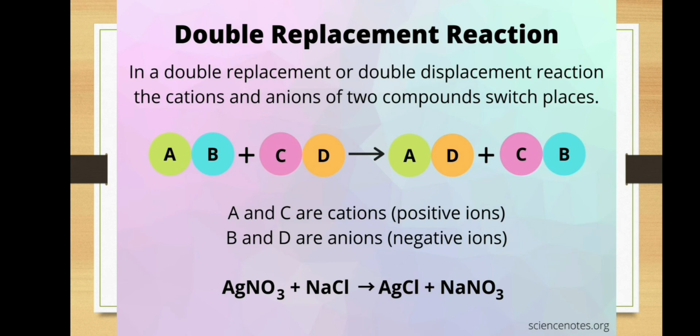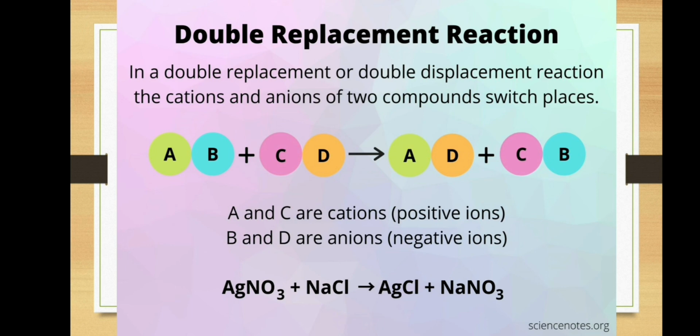Okay, double displacement reaction is when the cations and anions of two compounds switch places. So A and C are cations, positive ions, and B and D are the anions, which are the negative ions. That's why I've said that you have to interchange the partner of both reactants. So papaano? The anions only, meaning to say the negative ions of each reactant. So in that case, the second element ang i-interchange mo. So ganon. So the same with this example.